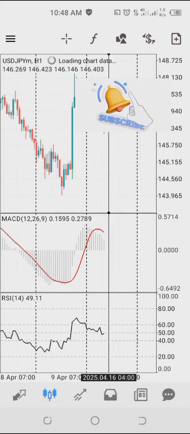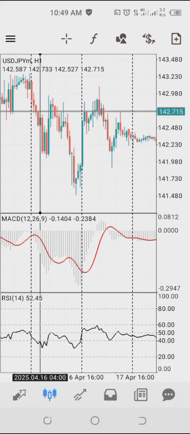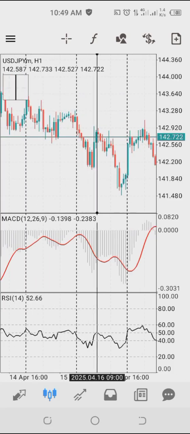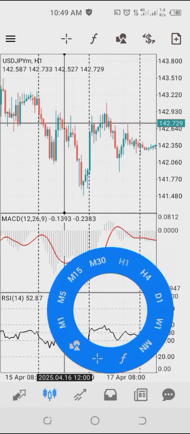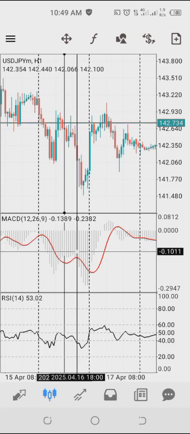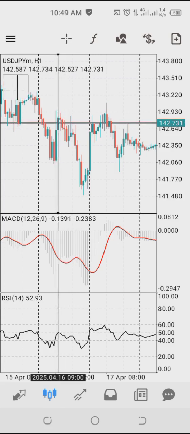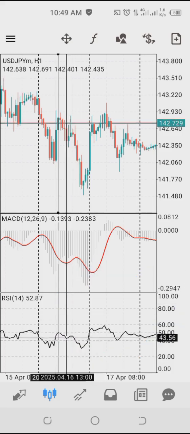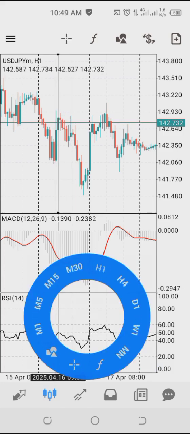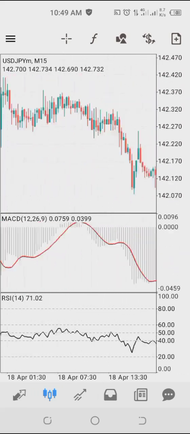Then I'm going to go to the H1 time frame. On the H1 time frame, same story. I need to have my MACD below the zero line like this, and I have my RSI above level 50. Then I move straight to the M15 chart.